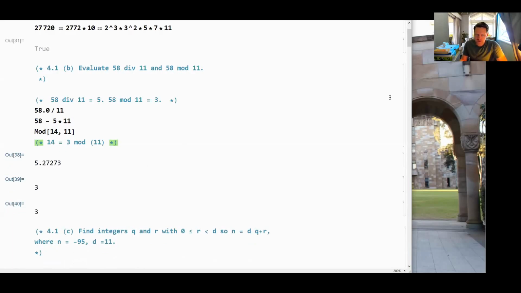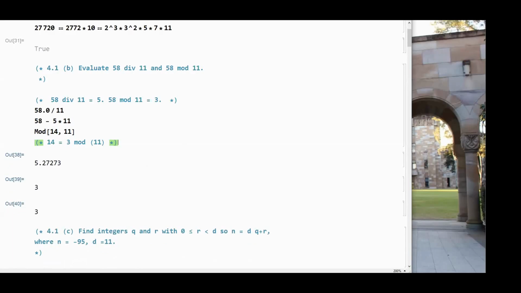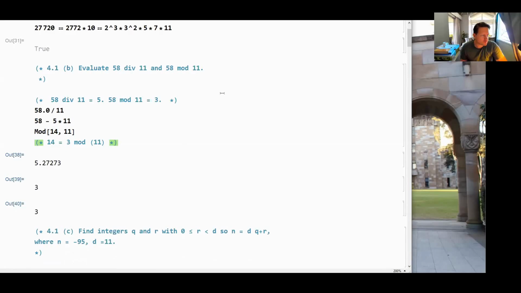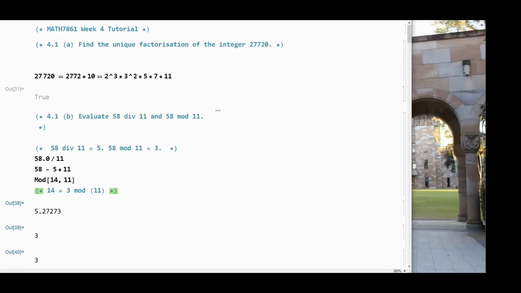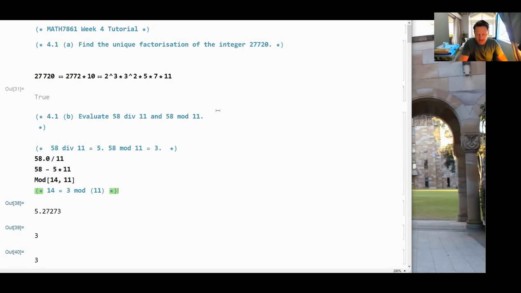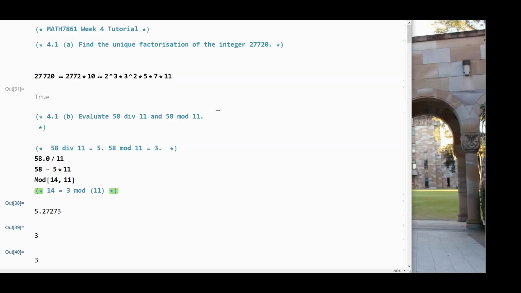Yes, Jinyu, do you want to say? Can I ask a question about the first question? First question up here? Yep. Yeah, go. One of the questions says to find a unique factorization, and are we required to write the whole step or just the final solution? Is it an assignment question or is it something else? Or maybe both the assignment and final examination?